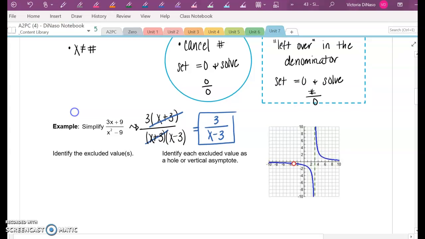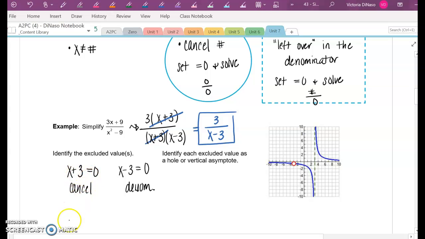So now what you're going to do is identify the excluded values. I'm going to take two things. I'm going to take the x plus 3 that I canceled and set it equal to 0. And then I'm going to take that x minus 3 in the denominator and set it equal to 0. And then we're going to solve. So again, this is what I canceled, and this is the denominator.